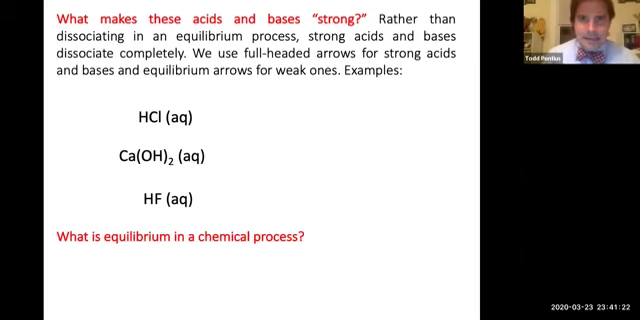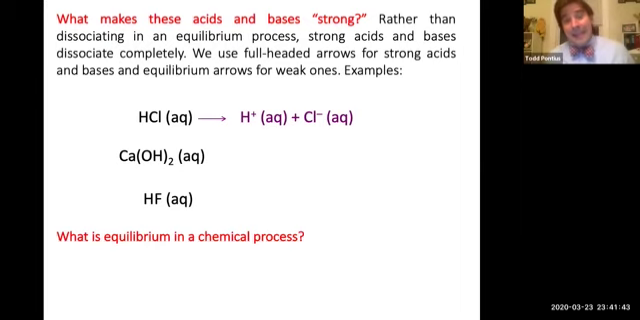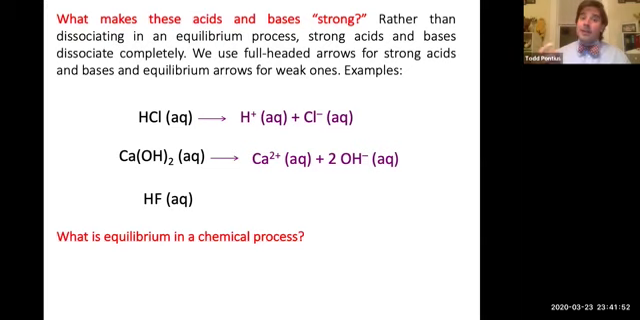So what is it that makes a strong acid strong and a strong base strong? Well, they dissociate completely in aqueous solutions. So for HCl, we're going to use a full-headed arrow. If you have HCl in water, it's going to break apart completely into H+, a hydrogen cation, a proton if you will, and chloride Cl-. Calcium hydroxide is also going to dissociate completely into calcium 2+ and 2 hydroxides. So the calcium is counterbalanced by 2 hydroxides there. In water, all 3 of those ions will break apart into the 1 calcium and the 2 hydroxides.